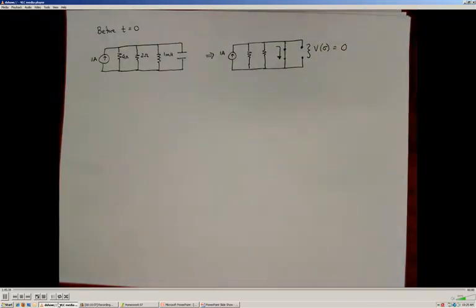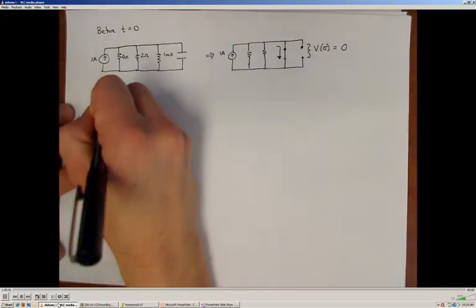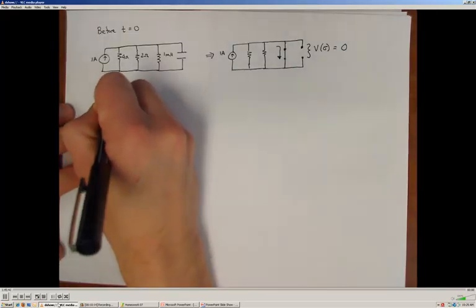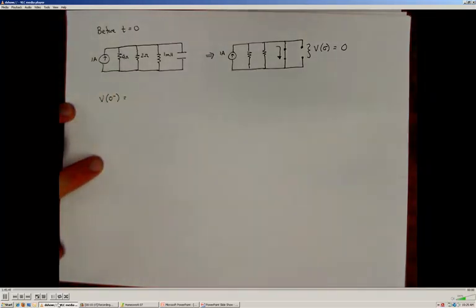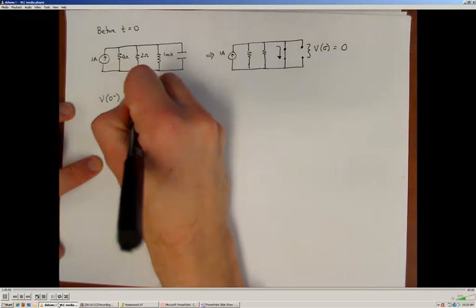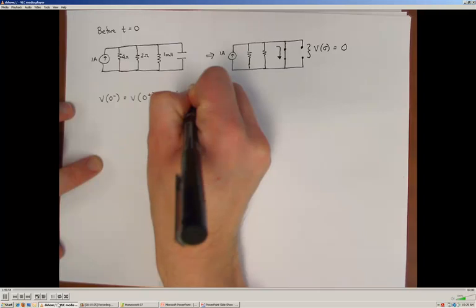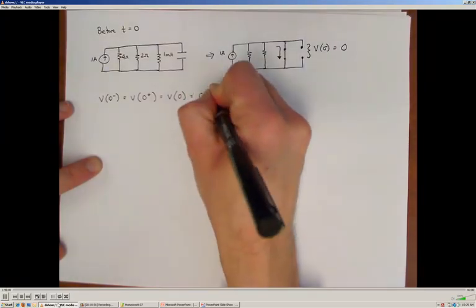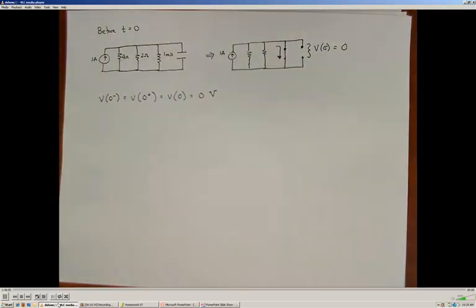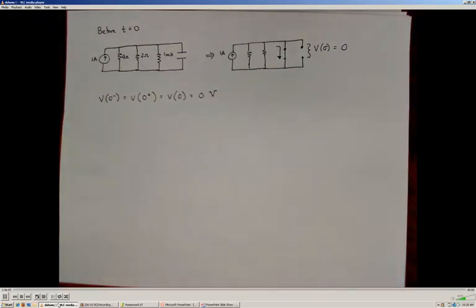Alright, so right after the switch opens, we know from the properties of capacitors that the potential across a capacitor cannot change instantaneously. So right after that switch opens, the potential across the capacitor has to be the same as it was right before the switch was opened. That means there's 0 volts across the capacitor, or 0 volts of potential across all of the elements of the circuit at time equals 0.